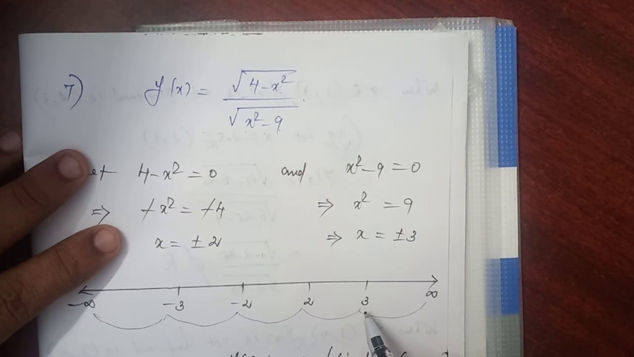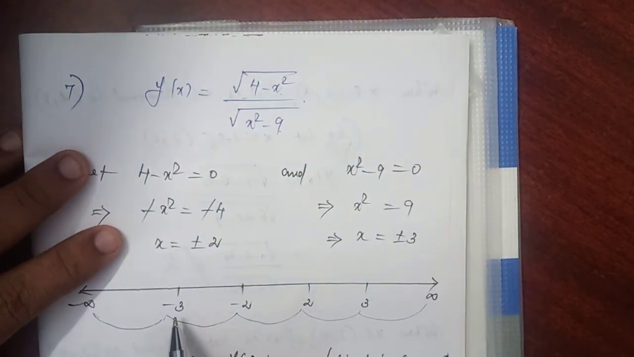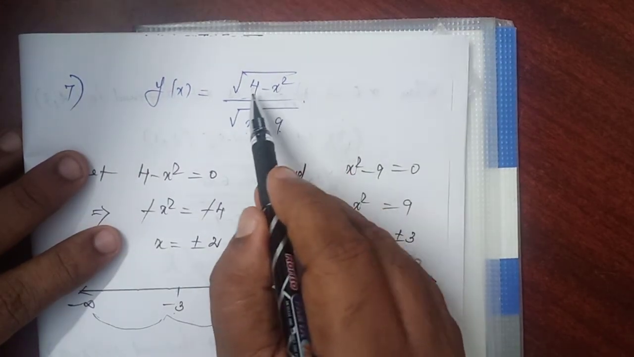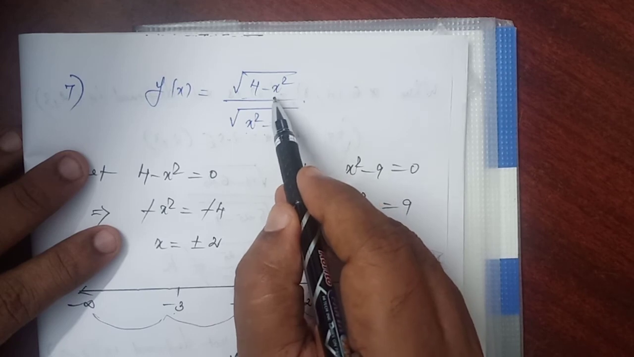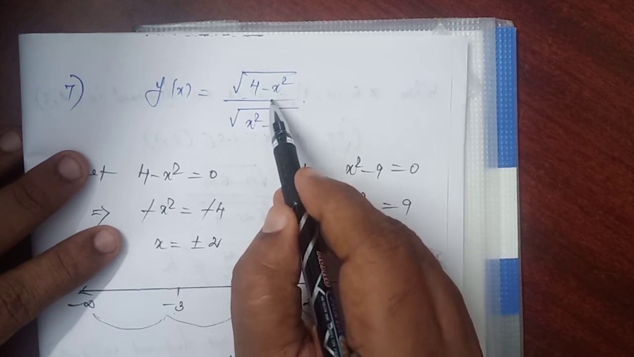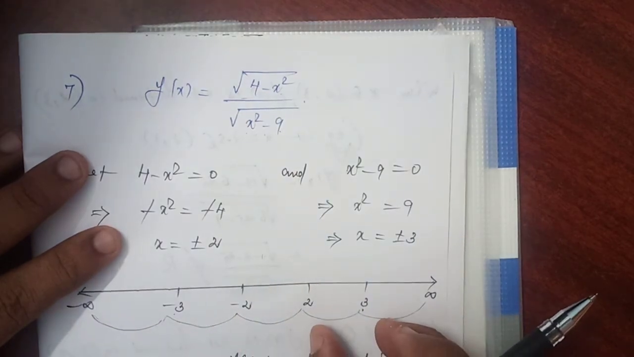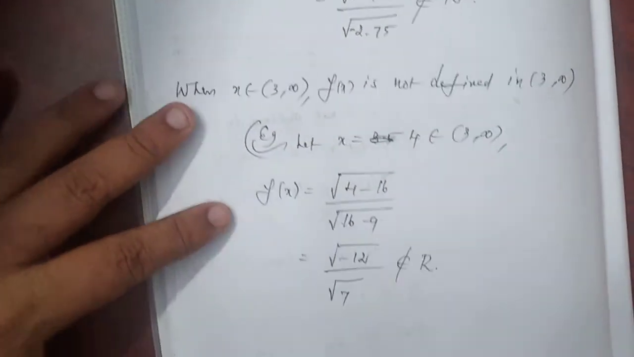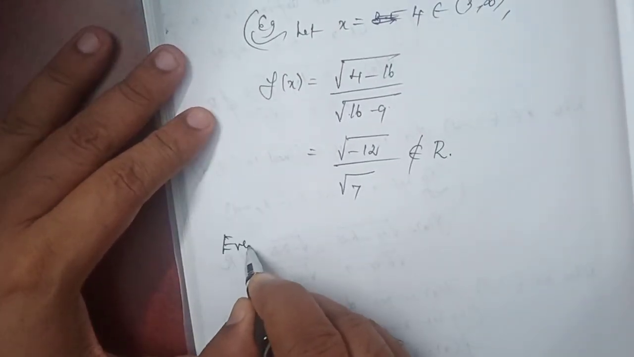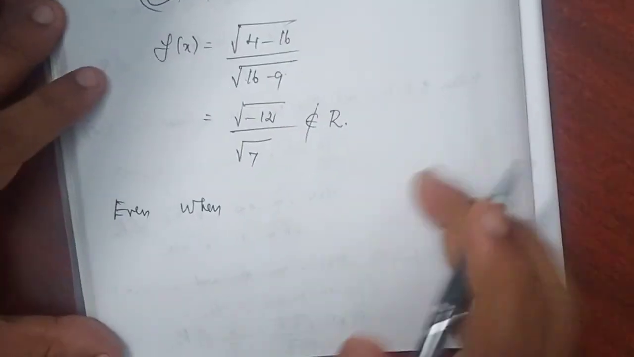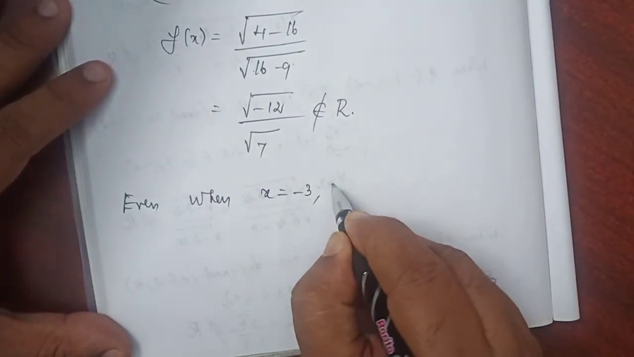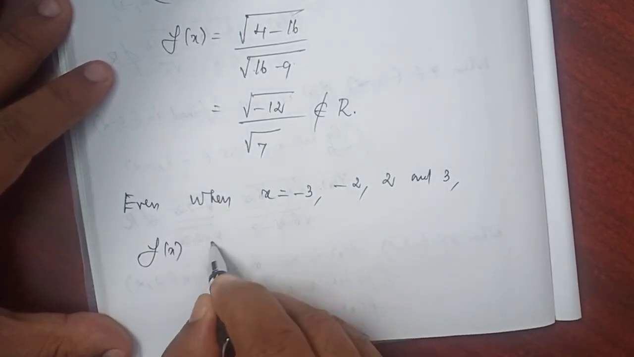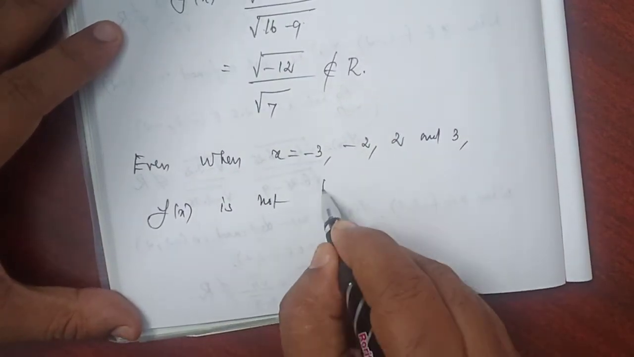Next one, I am taking 3. That is the same. What we got for minus 3, you will get the same answer for 3. 3 square is 9, 4 minus 9 is minus 5. Inside the square root we are getting a negative number, therefore it doesn't belong to the real numbers. So you can directly write that when x equals minus 3, minus 2, 2 and 3, f of x is not defined.